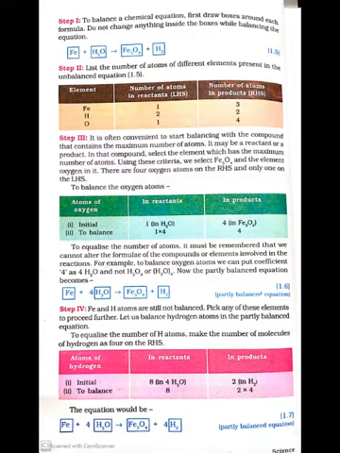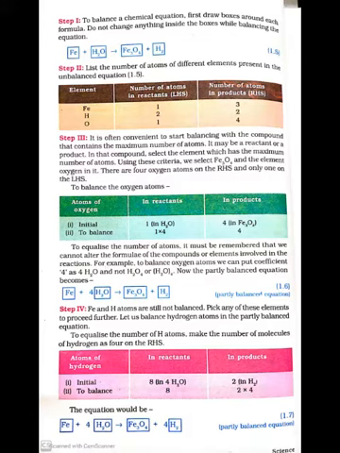Step 1. To balance a chemical equation, first draw boxes around each formula. Do not change anything inside the boxes while balancing the equation. Fe + H2O = Fe3O4 + H2.